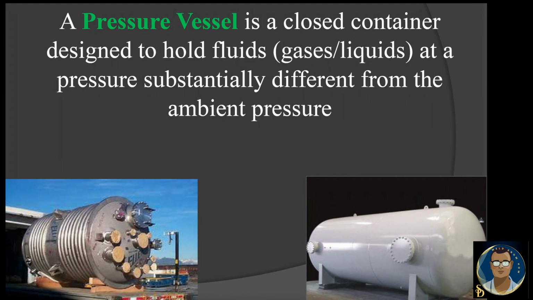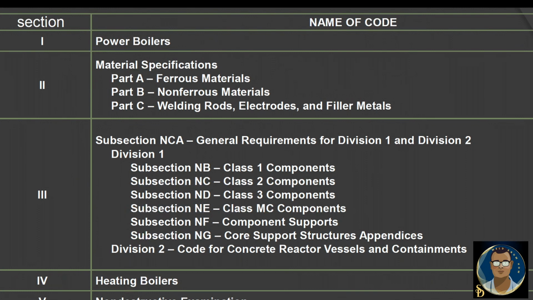A pressure vessel is a closed container designed to hold fluid, that means gases and liquid, at a pressure substantially different from the ambient pressure. Now let us see what are the sections of ASME we have to deal with different types of scenarios.